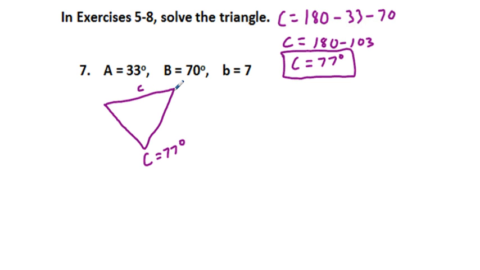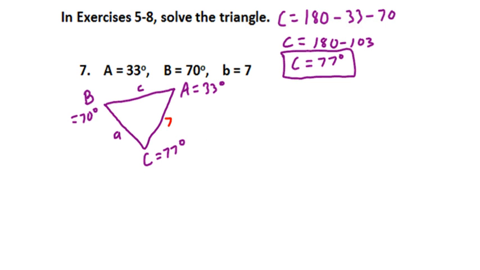Side c opposite, we have angle A, which equals 33 degrees. And side a, which is opposite angle A, we do not know. And finally we have angle B, which equals 70 degrees. And we do know side b, which is 7.